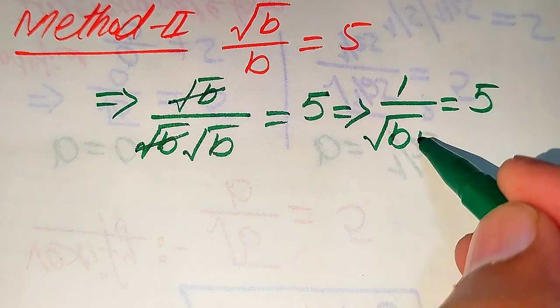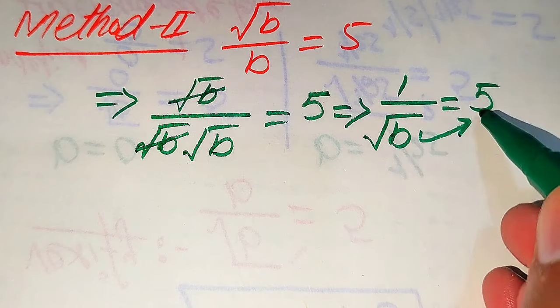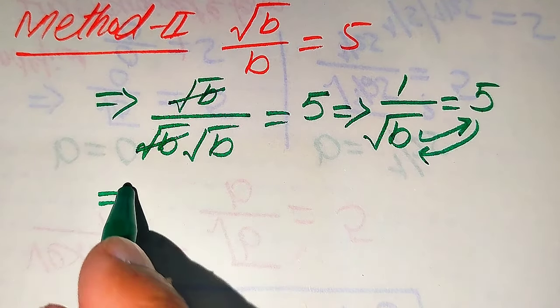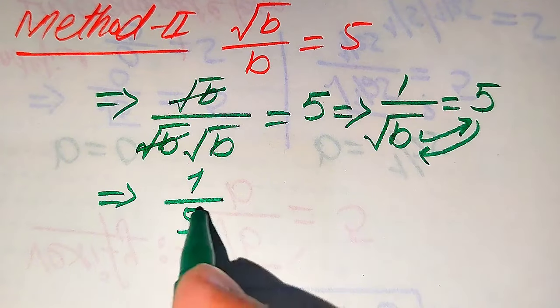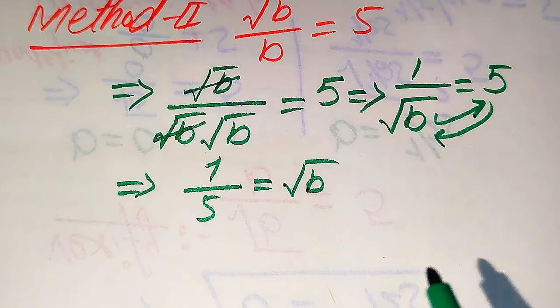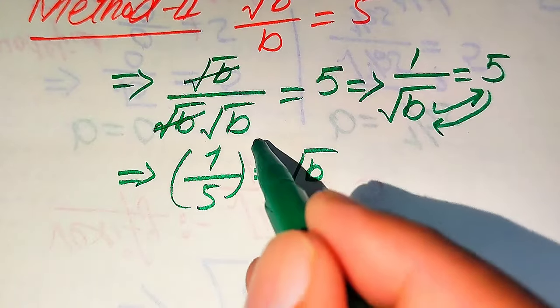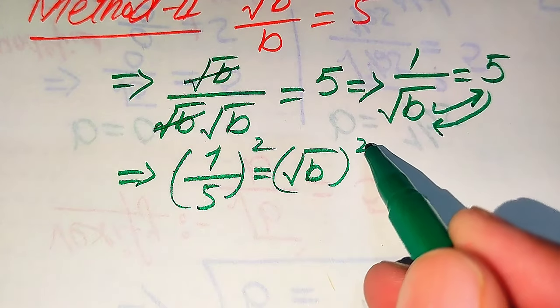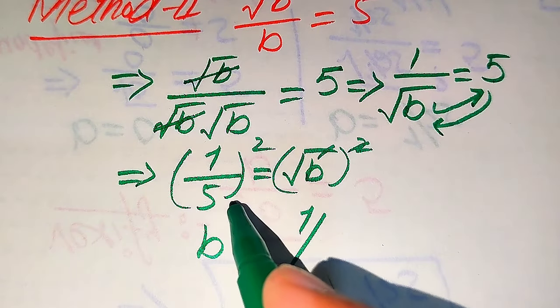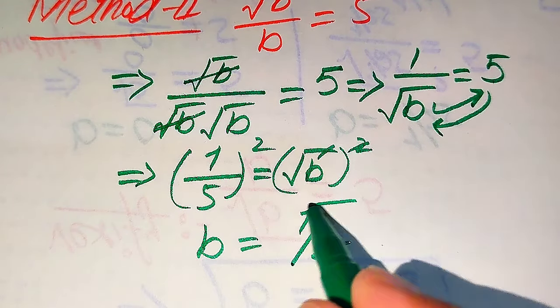So further we interchange these two values. We move square root of b to the right hand side and we move 5 to the left hand side. So after interchanging these two values, we get 1 over 5 is equal to square root of b. For the value of b, we need to take squaring on both sides in order to remove the square root sign. So this 2 and this square root are gone, and we get b equals 1 over 5 squared, which becomes 25.